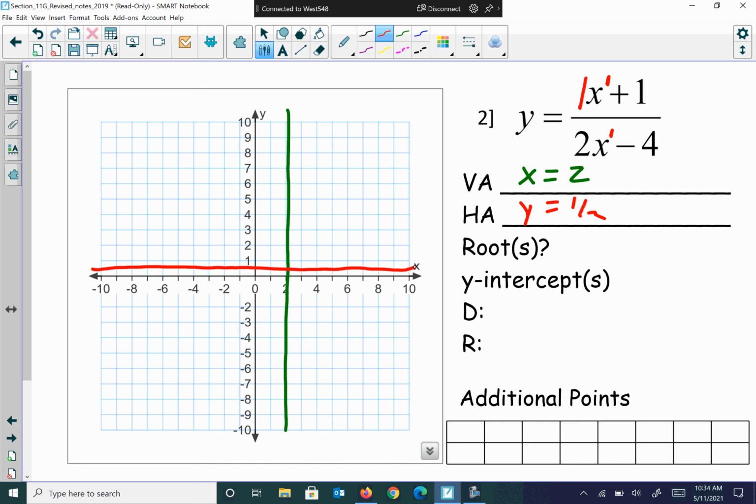Being that my asymptotes are not right on the x and y axes, I can now find where the graph crosses the axes. So if I plug 0 in for x, I'm going to get y equals 0 plus 1 is 1, over 2 times 0 is 0, 0 minus 4 is negative 4. So I would get negative 1/4. So 0, negative 1/4 is down here.